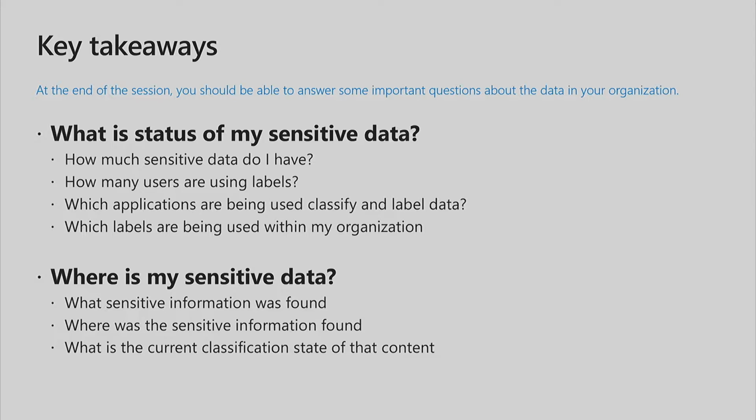Key takeaways. These are things that I want you to take away before you leave this session, right? These are important questions that I think most organizations should answer, and we help you answer these questions. One, what is the status of my sensitive data? You have done a great job already of putting together your labels for your organization, deploying AIP, and your users are actually protecting data, labeling data. But what has actually happened? How many documents are getting protected? How many users are actually using this data? Which devices?